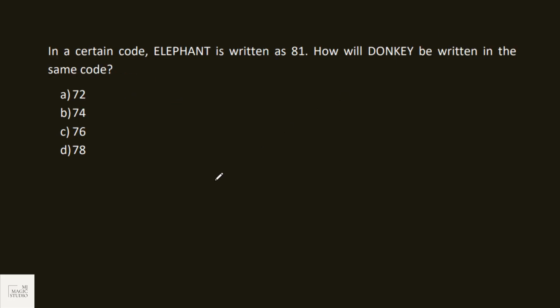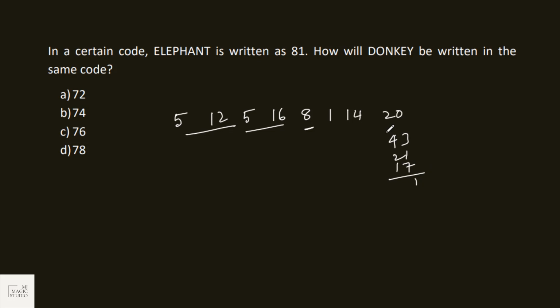Now a different kind of coding decoding. In a certain code, ELEPHANT is written as 81. Let me put the basic number for these. E is 5, L 12, E 5, P 16, H is 8, A 1, N 14, and T is 20. 34, 35, 43. And this is 21 and 17. 1, 5, 6, 7, 8. Bingo. We just need to add their respective alphabetic position in the English language.